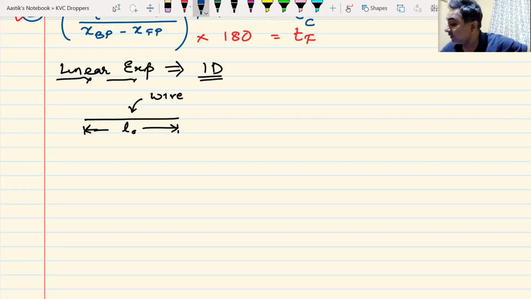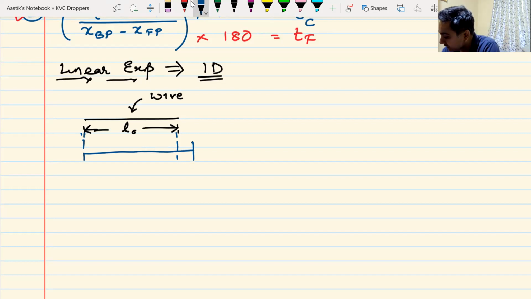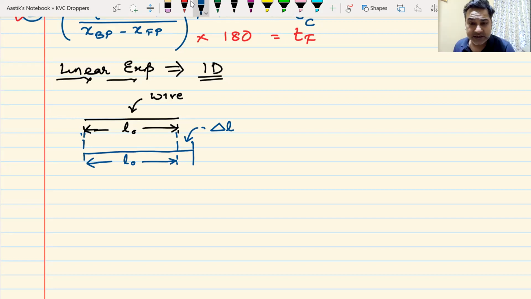Now what I have done is I have increased the temperature. Once I increase the temperature, what happens? The length increases. And as you can see, this is the change in length. Change in length is denoted by delta L. Delta means change, L means length. So now, from here to here, the length is L naught. And the length has changed by delta L.